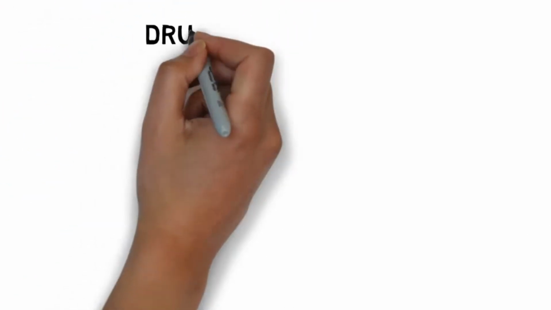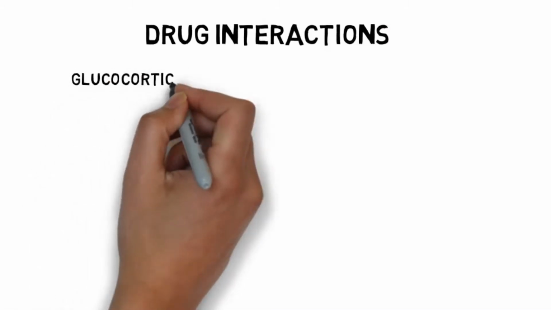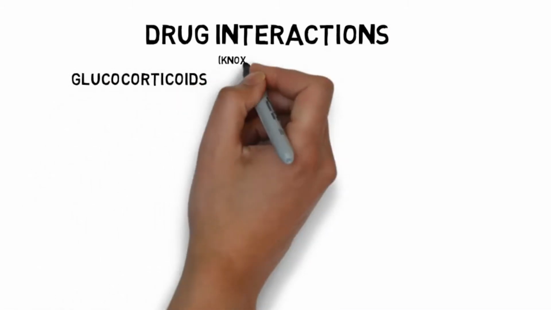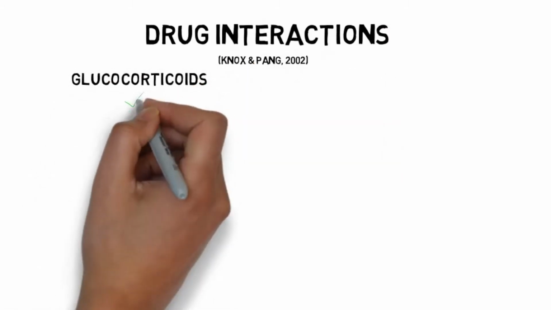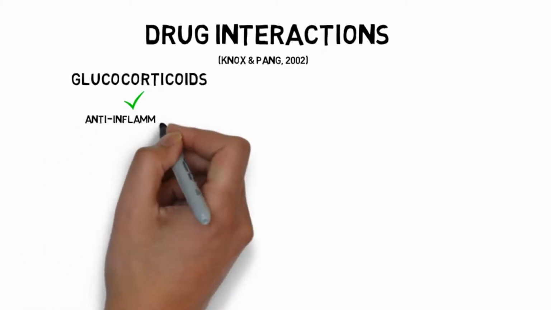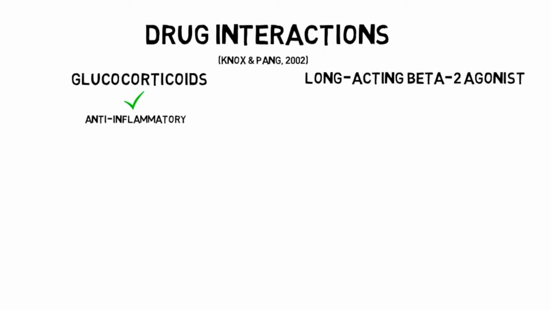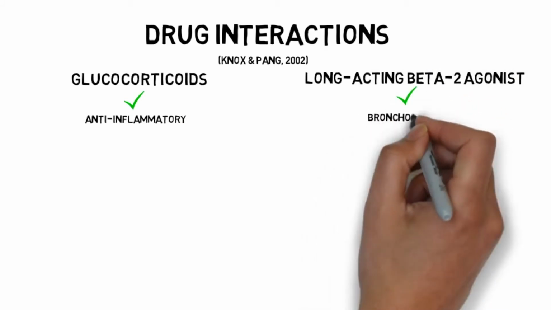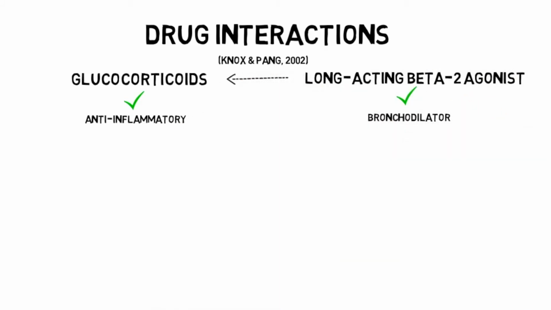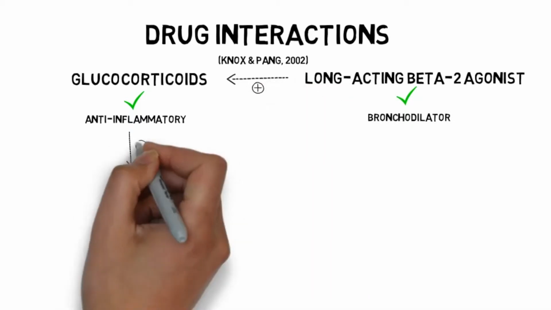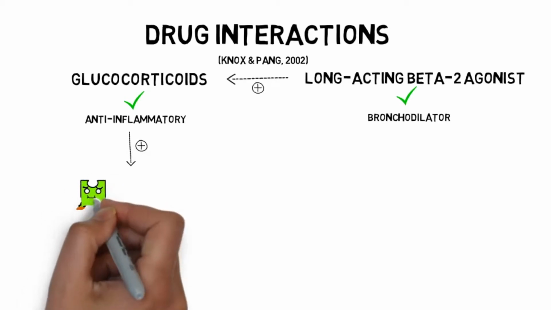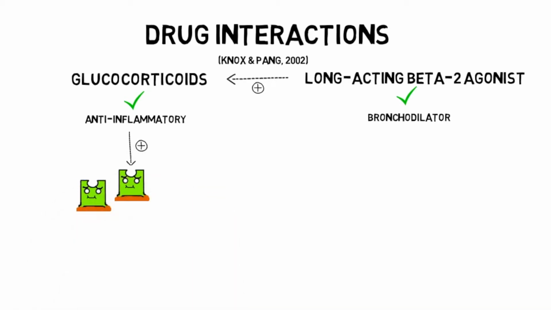Now coming back to drug interactions, in asthma, glucocorticoids and long-acting beta-2 adrenergic receptor agonists are commonly used as treatments, with glucocorticoids acting as an anti-inflammatory drug and LABAs as bronchodilators. So LABAs potentiate the anti-inflammatory effect of glucocorticoids by exerting additive and synergistic effects, while glucocorticoids can potentiate beta-2 agonists by upregulating beta receptor numbers or through the prevention of receptor uncoupling in response to inflammatory stimuli.